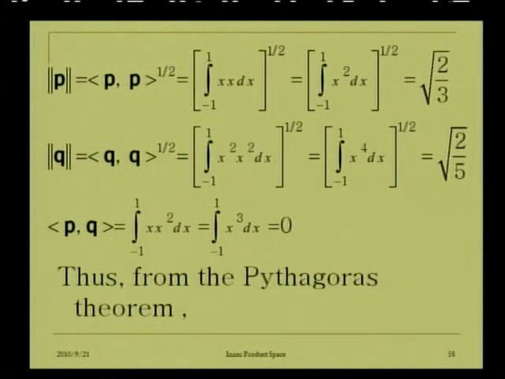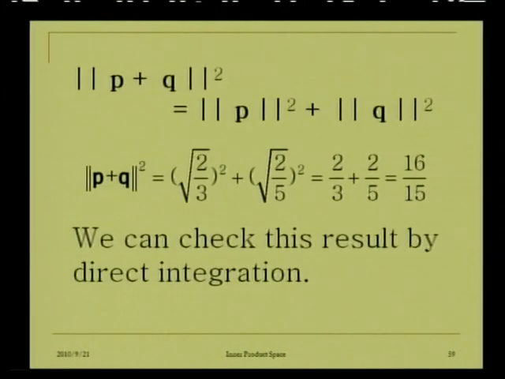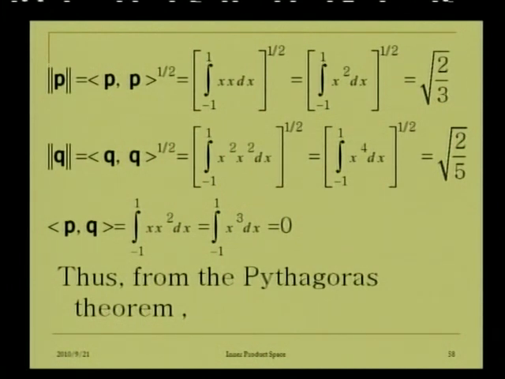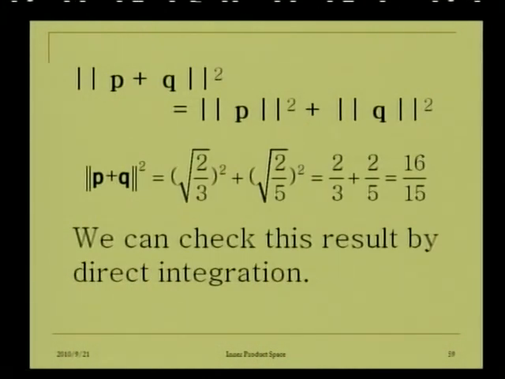Thus for these polynomials p and q, which are orthogonal with this given inner product, we have the Pythagoras theorem. According to the Pythagoras theorem, the square of the norm of p plus q is equal to the square of the norm of p plus the square of the norm of q. See, in the previous slide we have obtained the norms of p and q, and we are using them here. Okay, and so the answer is 16 by 15.